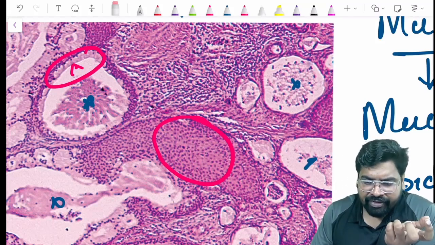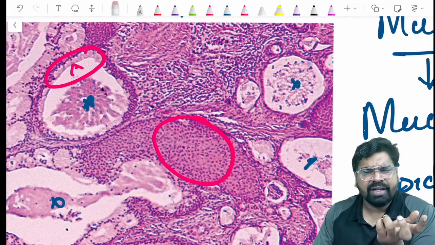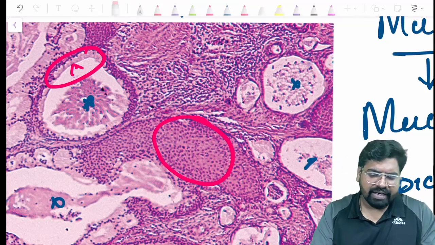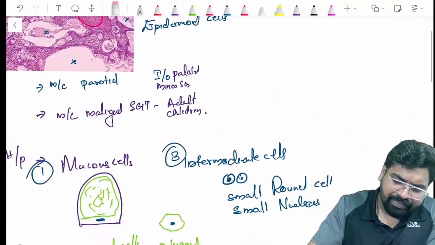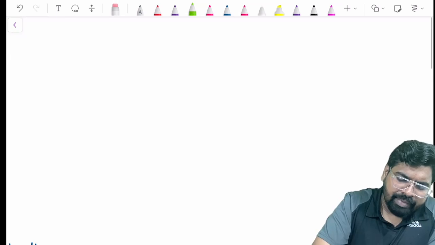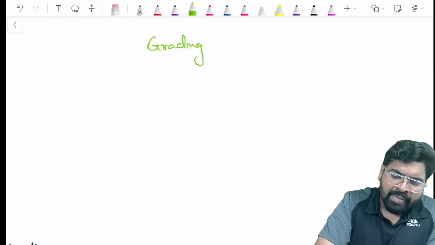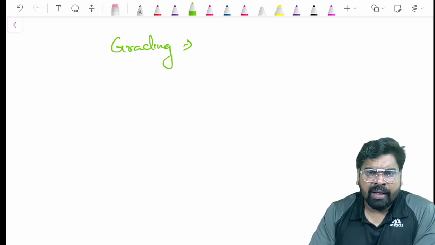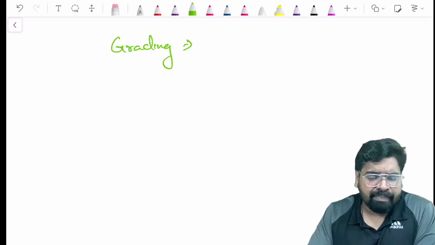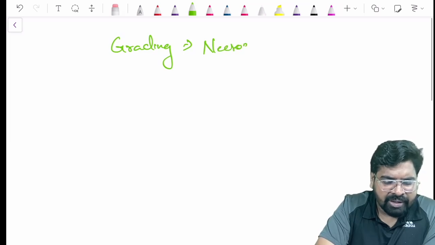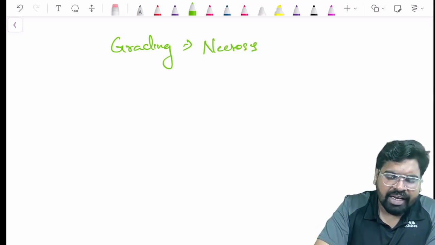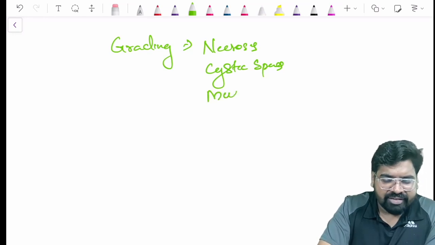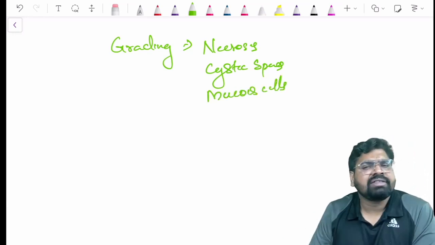Now there are different gradings of mucoepidermoid carcinoma, and I am not going into detail of this grading. Many people have given gradings, like Oclayer's grading and AFIP grading. Grading depends upon the presence of necrosis, how much area of cystic space is there, and how many mucous cells there are.